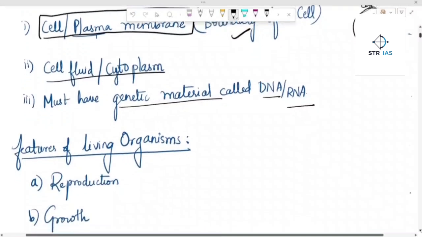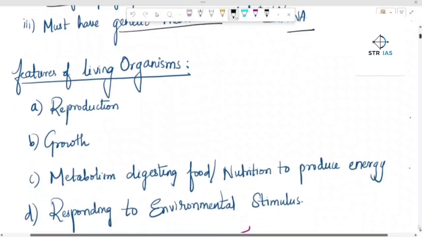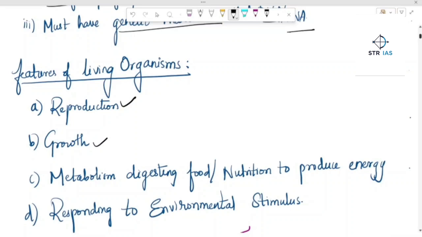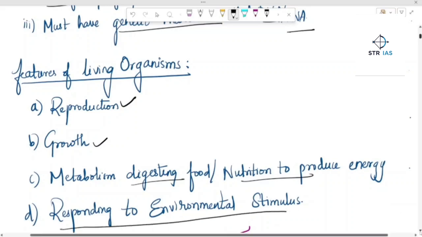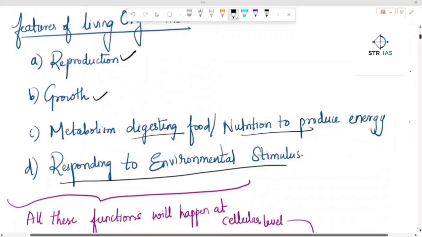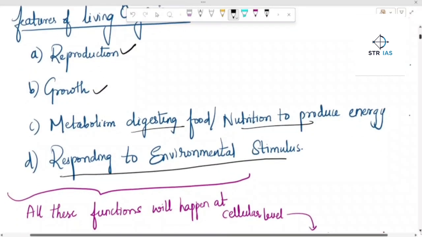Then, features of living organisms. Any living organism should reproduce, should grow, and will have a metabolism regarding digesting the food or nutrition to produce energy, to walk, to eat, to sit, to think. We need some energy. So for that, metabolism will be there for digesting the food, and responding to environmental stimulus. So these are the things which a living organism does. These are the functions of the living organisms.